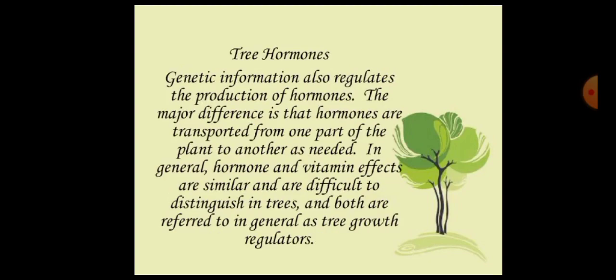Tree hormones. Genetic information also regulates the production of hormones. The major difference is that hormones are transported from one part of the plant to another as needed. In general, hormone or vitamin effects are similar and are difficult to distinguish in trees, and both are referred to in general as tree growth regulators.